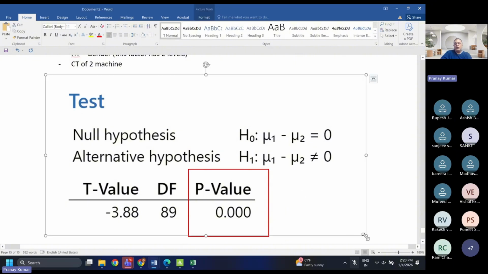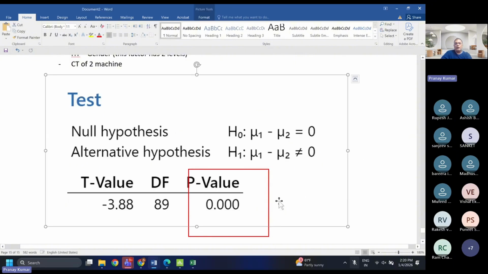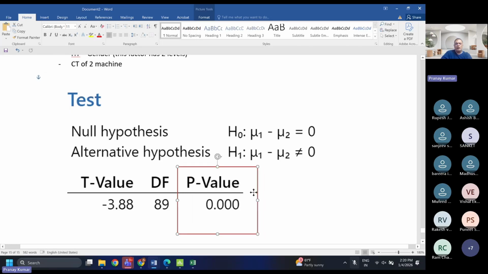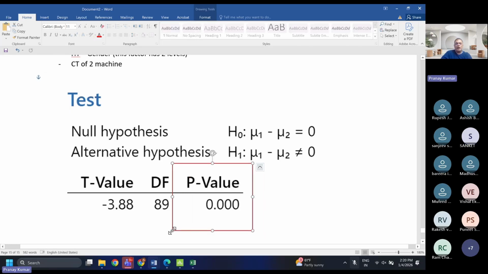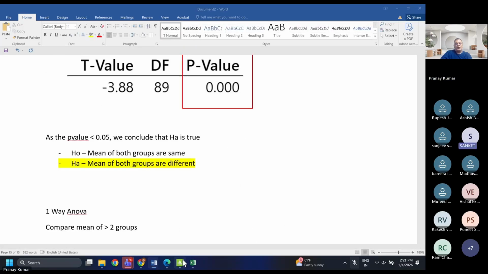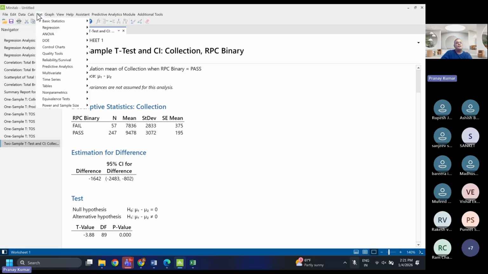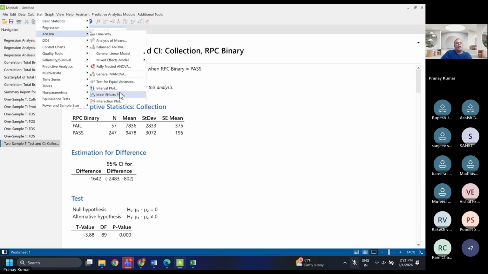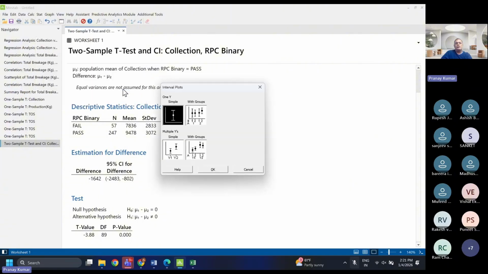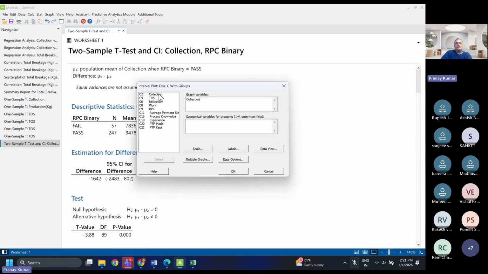Which one is bigger than which one? I don't know currently. Correct? It is only saying one mean is different than the other, but I don't know which one is better, which one is lesser. So I will now build a graph. I go to stats, I go to ANOVA, I have interval plot and main effect plot. First look at interval plot. I will choose the with group option, press OK. Collection versus RPC binary, press OK.